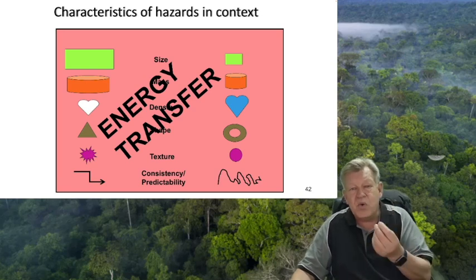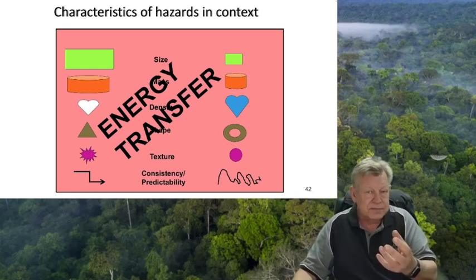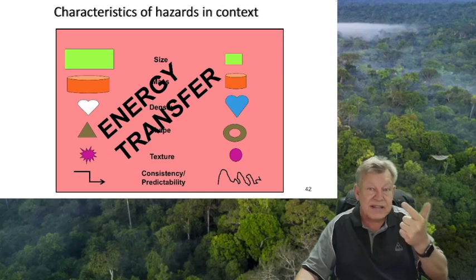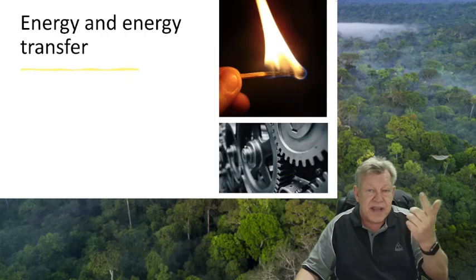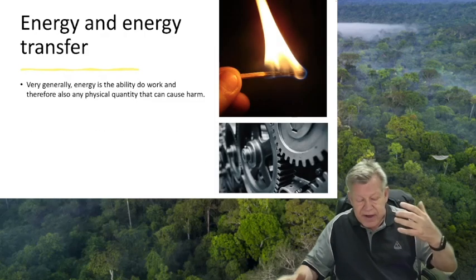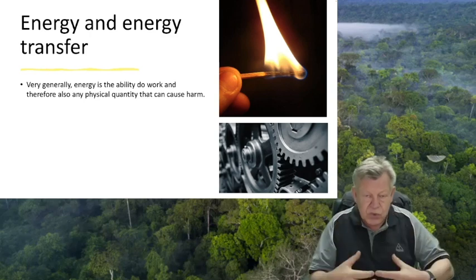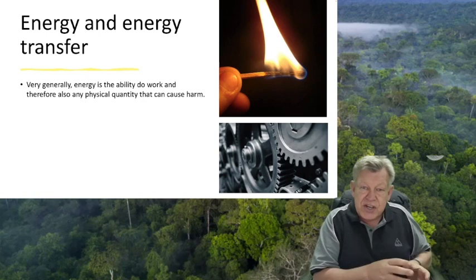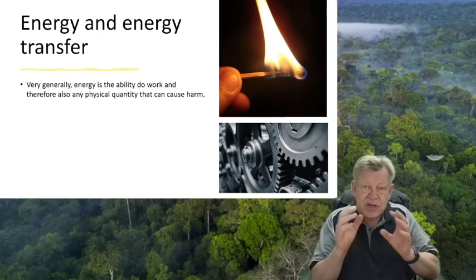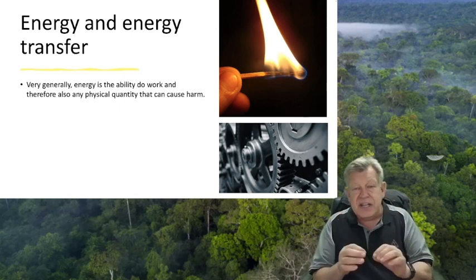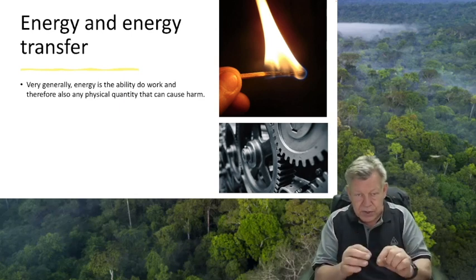Now, let's talk about energy transfer. Closing potential is one characteristic that a hazard needs to have to cause harm. The second one, and that's the more important one, is that energy transfer. Now, what is energy? Very generally, when we talk about energy, it's the ability to do work, the ability to change something, whether you change position, whether you change the physical characteristics or the shapes. Energy is the ability to do work.